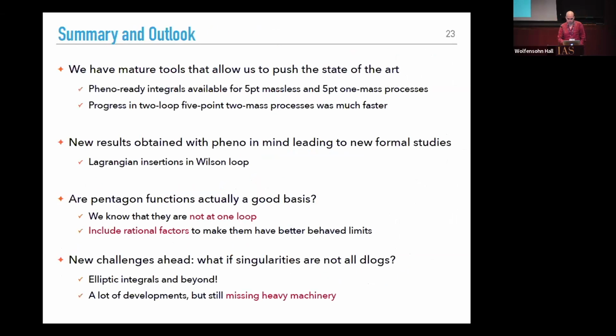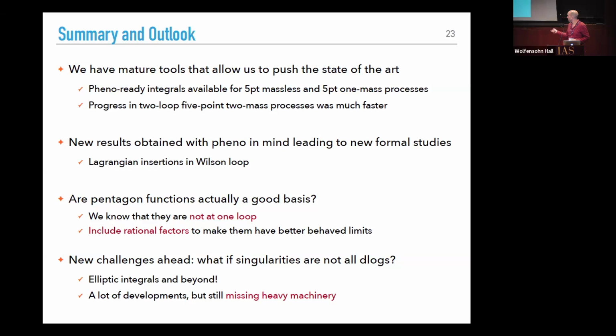Okay, so as a summary, I think we have very mature tools that allow us to push the state of the art in this calculation. We have them already available for 5-point massless and 5-point 1-mass processes. And the progress in 2-loop 5-point 2-mass processes was much faster, I think, because of these tools that we now have. The new results that we obtained are also leading to new formal studies, for instance, Lagrangian insertion in Wilson loops.